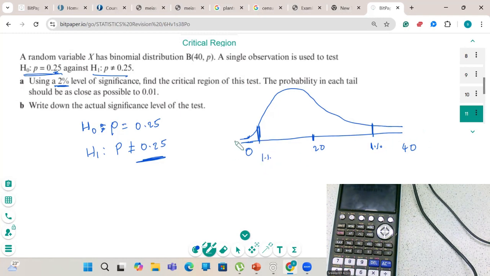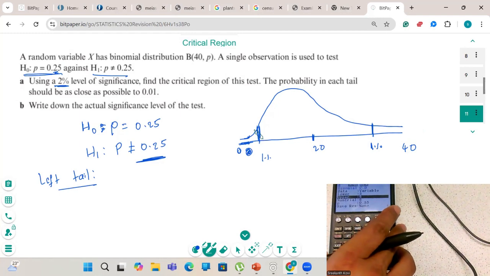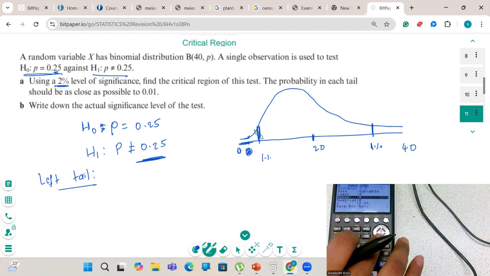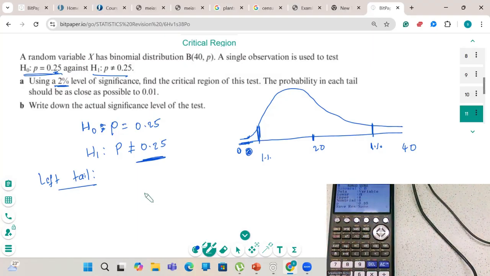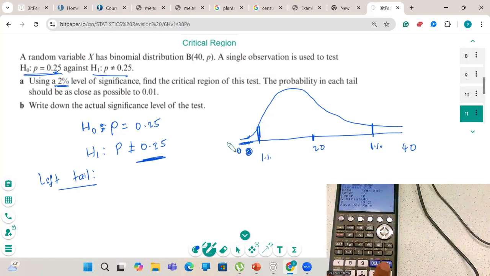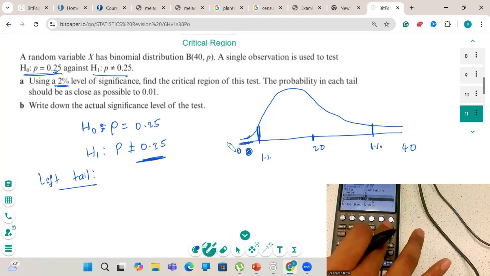And you would see on the left side, so you can start with the left tile now. We will do one tile at a time, left tile. Starting from 0, until what value is it less than 1%? You go to the calculator again. We already know that the lower value is 0, because starting from 0, we don't know the upper value, and number of trials are given 40, and now probability is given 0.25, and upper tile maybe randomly I'll take 3.